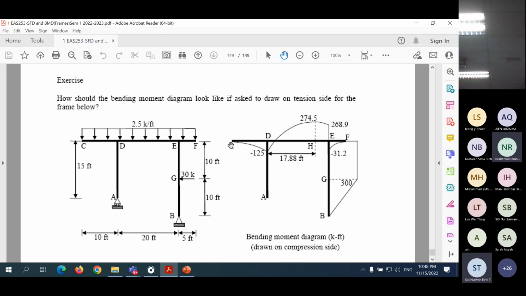So this is one exercise for you to draw. If you want to draw on the tension side, how should it look like? Okay.